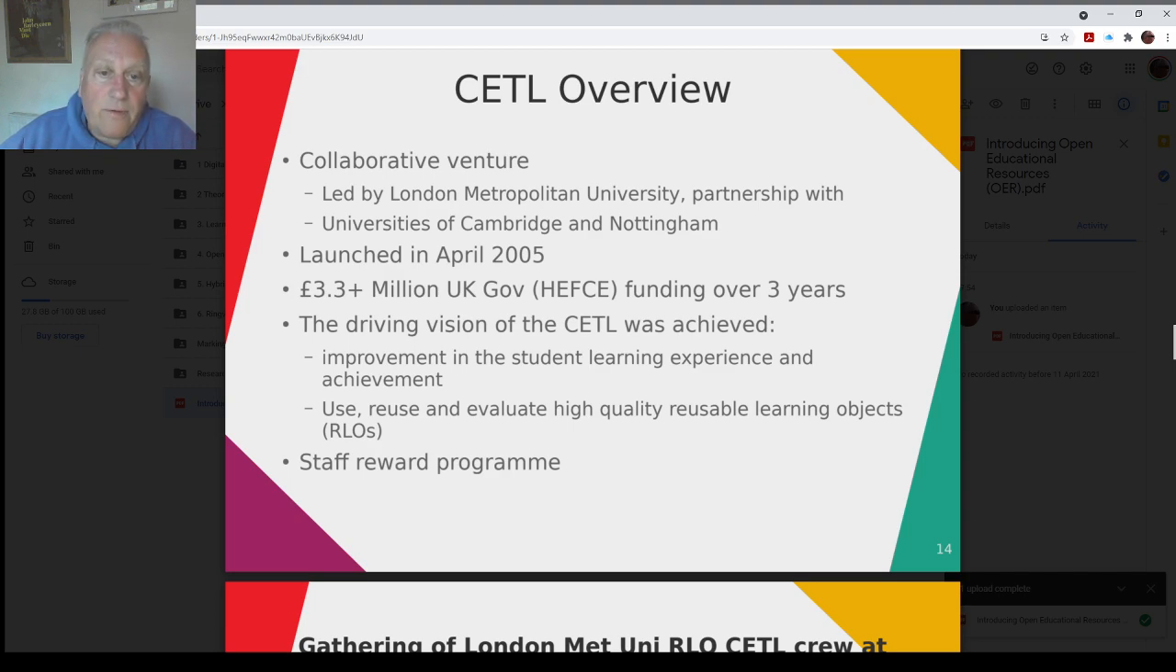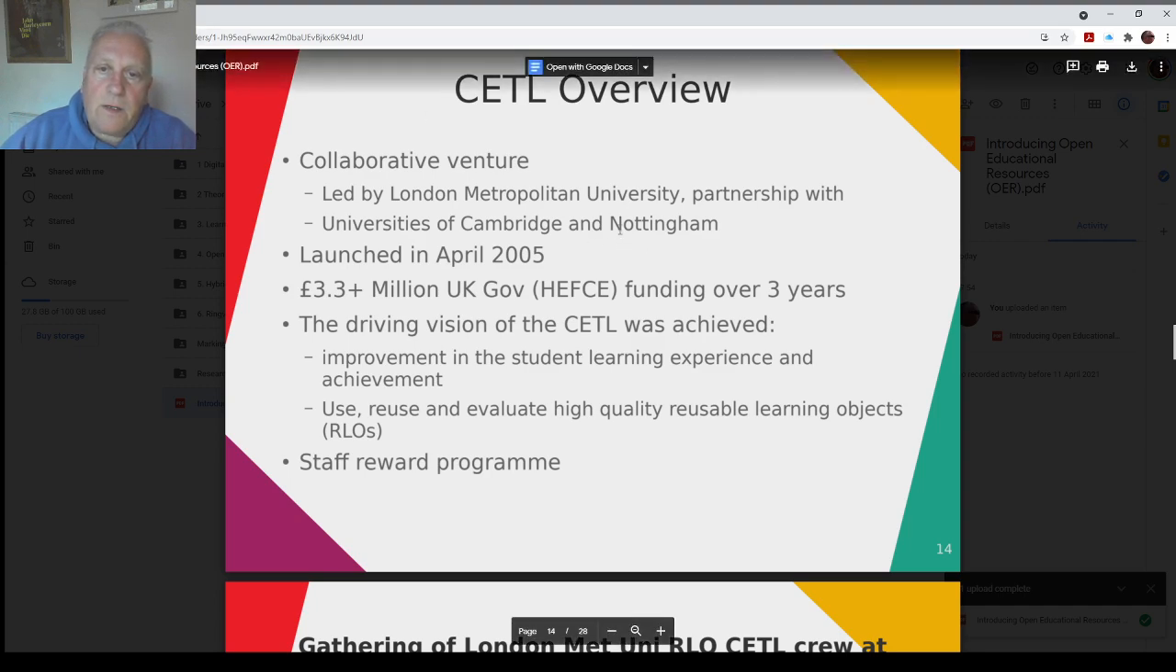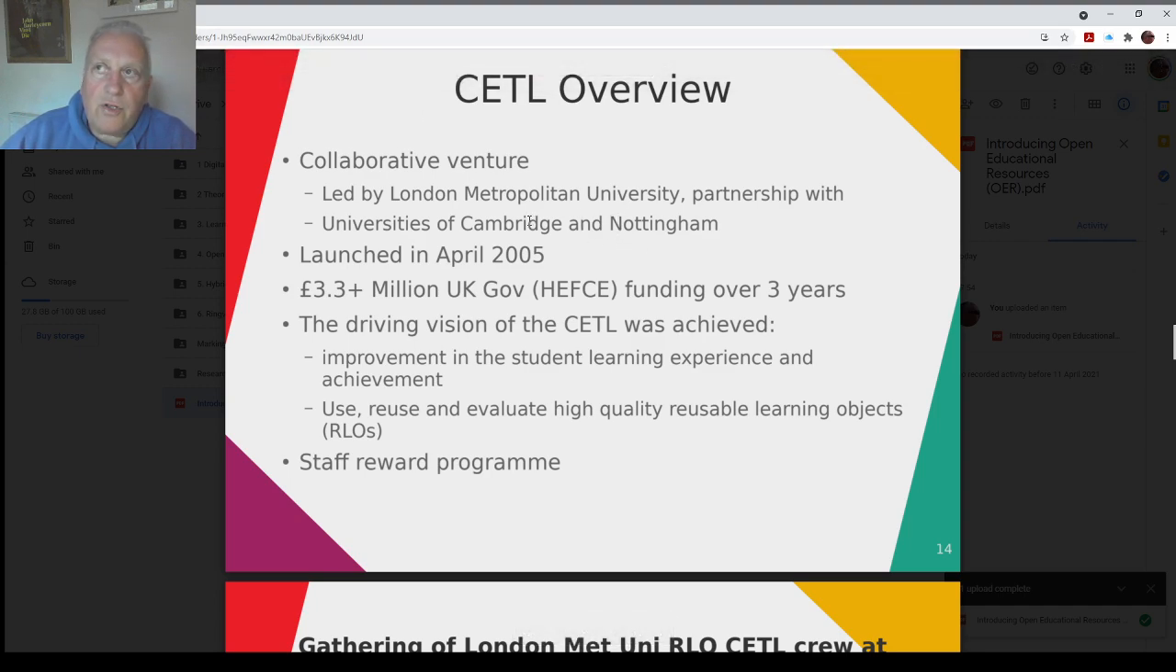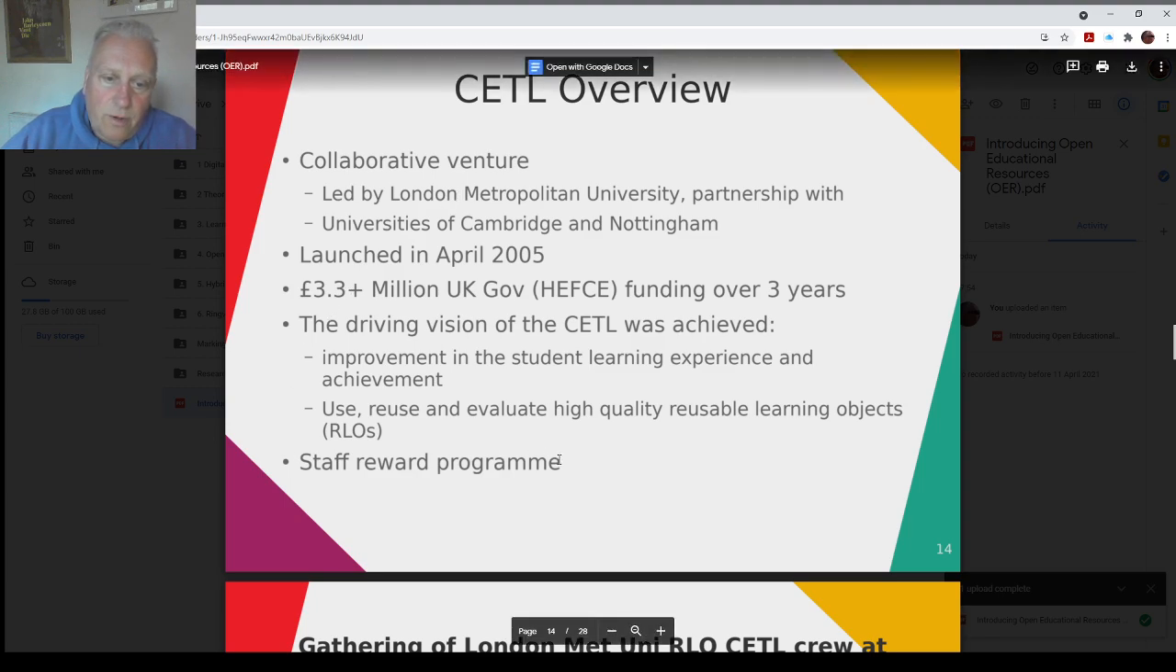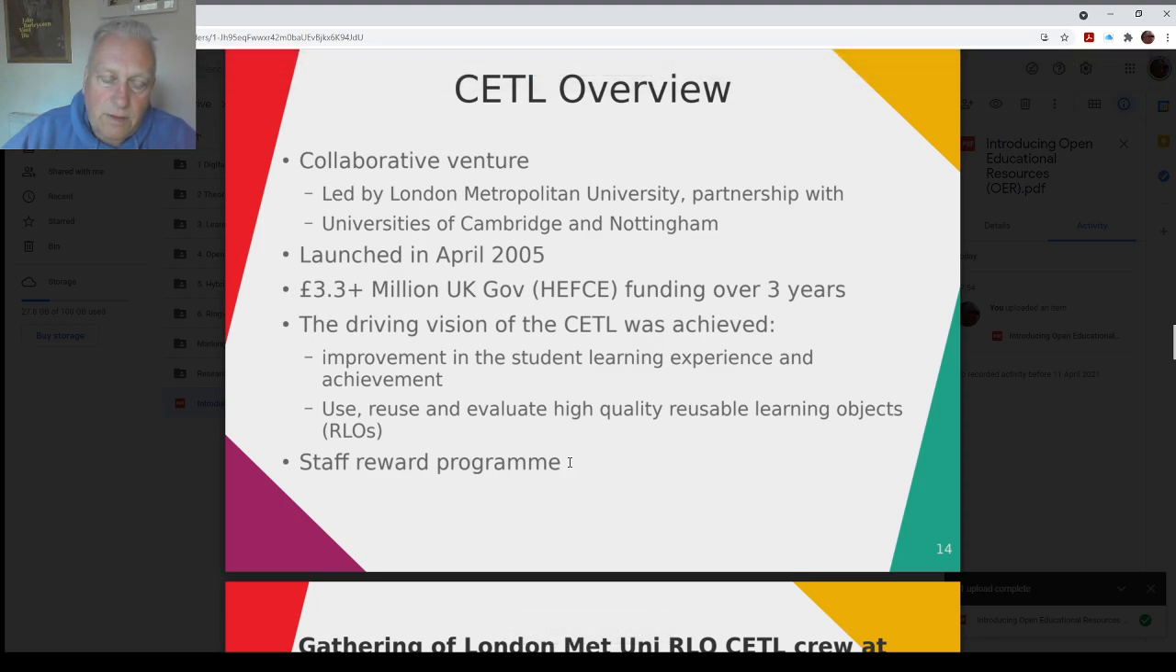And we were looking at improving student learning experience and achievement, and looking into reuse, evaluation of high quality reusable learning objects. They were in such areas as nursing at Nottingham, engineering and language learning at Cambridge, and at London Met language learning again, and sports, science, and business studies, and many other areas. Quite an interesting area. We had a staff reward program as part of it, which was quite innovative, which meant we'd go to some of the Cambridge colleges and have slap-up meals, as well as having project meetings.